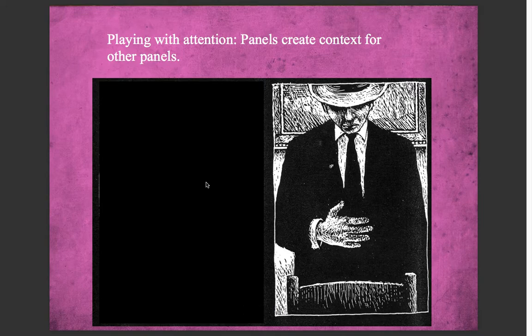So one thing, now that we've got a handle on time, we can start to play with the reader's attention a little bit more. We realize that every panel creates context for the next panel. On top of that, the accumulation of panels, the accumulation of story that we're in the middle of, that we're reading, creates context for every panel that comes forward. So you can create an image like this, which doesn't inherently have an exact meaning.